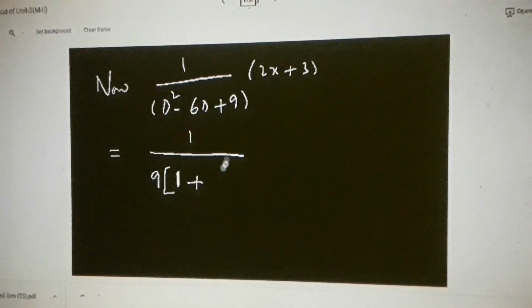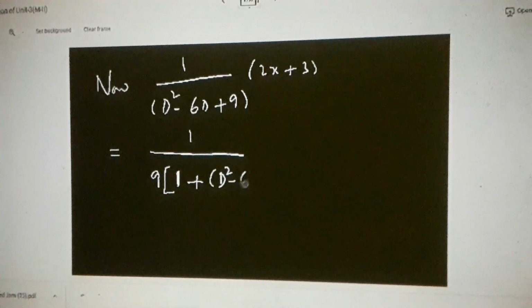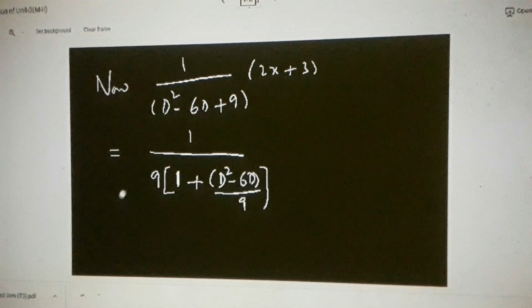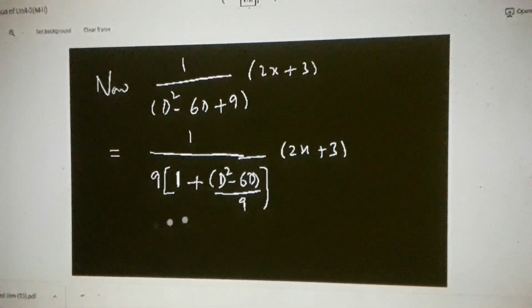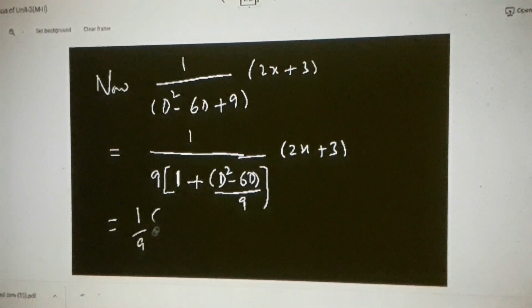Plus the remaining as it is, you write d square minus 6d and then divide with this 9 which is taken common. So 9 gets cancelled, you will get back that expression as it is, and 2x plus 3. That's equal to 1 by 9 into, it is looking like 1 by 1 plus alpha.